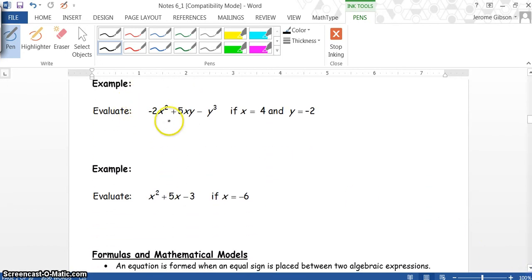Now we come to our next example. It says evaluate negative 2x squared plus 5xy minus y cubed if x is 4 and y is negative 2. As you all can see here, we're not provided with the answer, so we have to solve it ourselves. So wherever x appears, we're going to put 4 in its place. And wherever y appears, we will put negative 2 in its place.